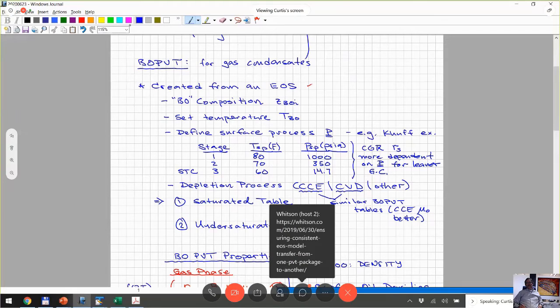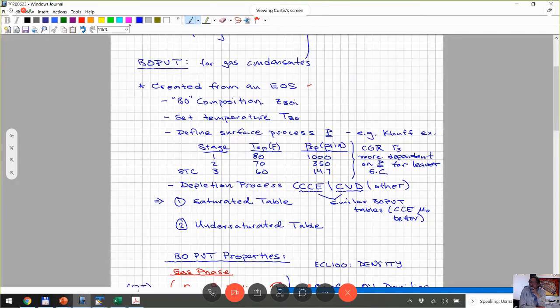Yeah, we actually have a Whitson monthly article about that, the one that Bilal wrote, where he talks about the consistency when you transfer an EOS from one package to another. So I sent it in the chat of the WebEx, so everyone can see it.